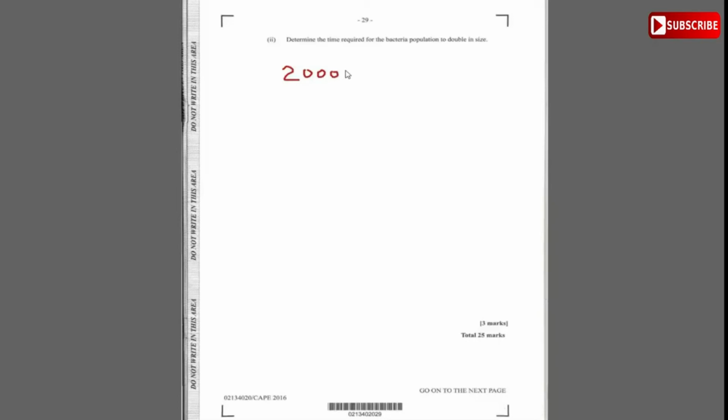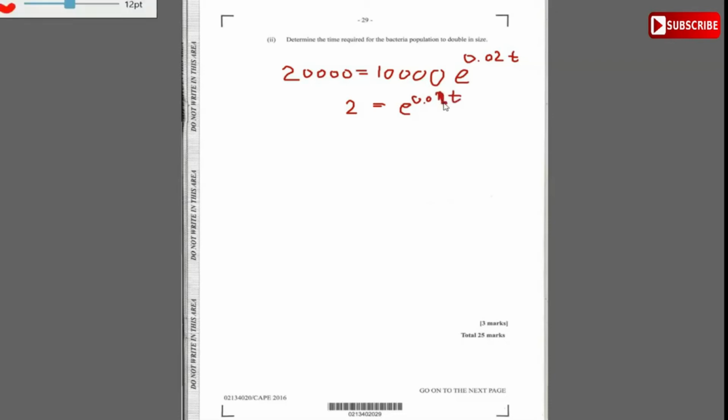20,000 is equal to 10,000 e to the 0.02t. So divide both sides by 10,000 to get 2 is equal to e to the 0.02t. That's what we get now. Let me write this better. Divide by 10,000, we get 2 is equal to e to the 0.02t.